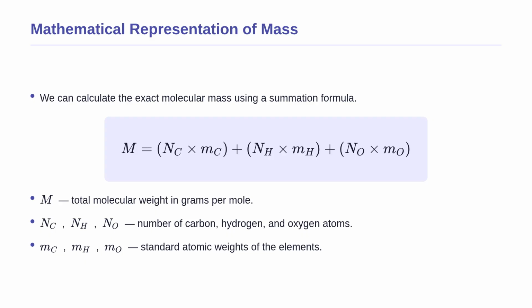The variable m represents the total molecular weight. The variables n sub c, n sub h, and n sub o represent the exact count of carbon, hydrogen, and oxygen atoms in the molecule. We multiply each count by their respective standard atomic weights, represented by m sub c, m sub h, and m sub o. Physically, if the number of carbon atoms increases, for example by attaching a longer side chain, the total molecular weight m will increase proportionally, making the molecule even more bulky and hydrophobic.